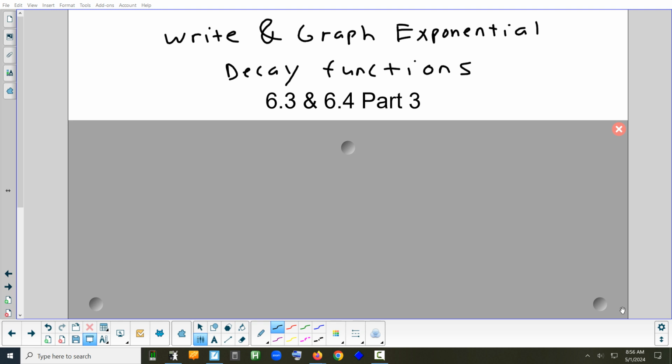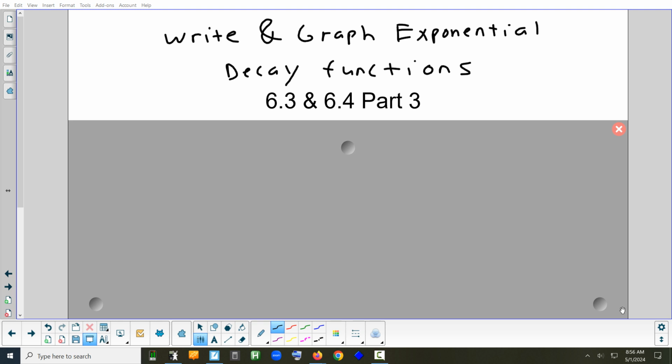They weren't called exponential decay. They were called exponential... Remember? So what do you call a graph that goes up? Decaying means it goes down, but when it goes up, it's exponential growth.